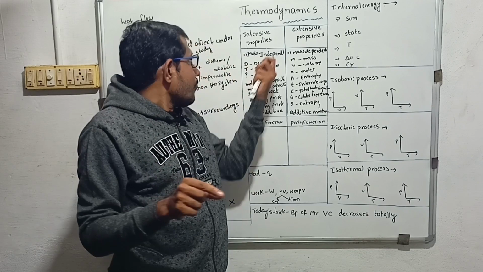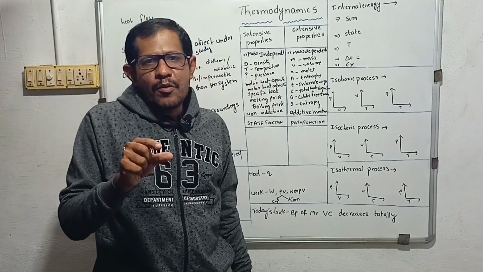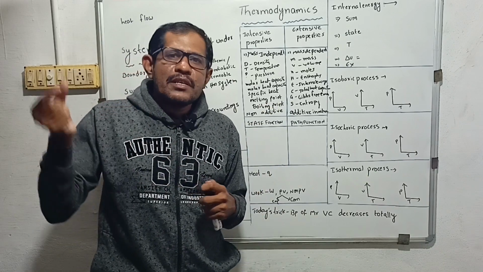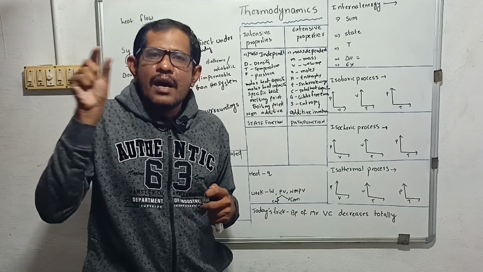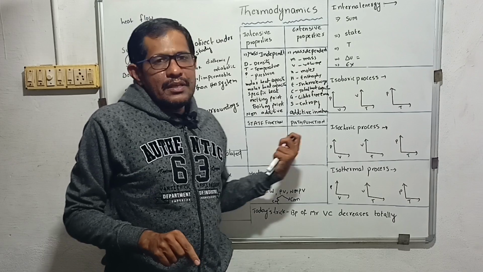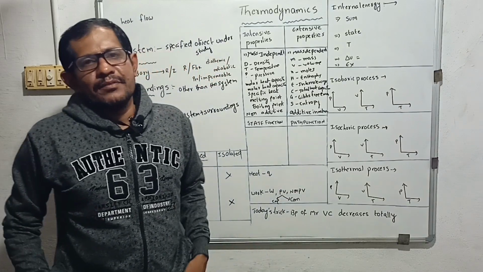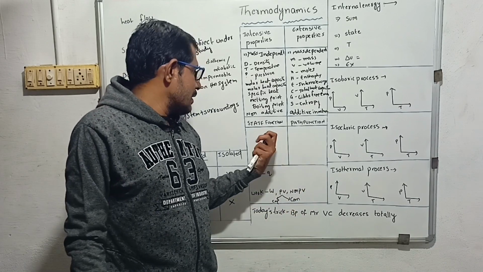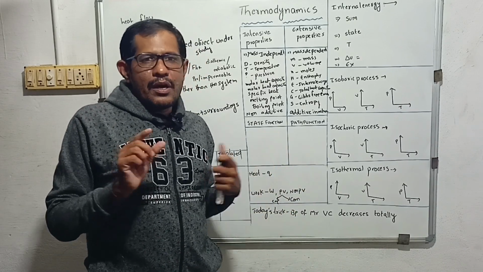Next, intensive properties, mass independent properties, right? So these are non-additive in nature. Extensive properties, mass dependent properties, those are additive in nature, right? Next, coming to the state function and path function. We have 2 functions. In the exam, sometimes the question will directly give state function. That's why you should have some idea.